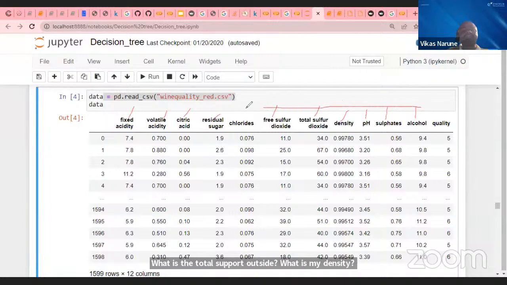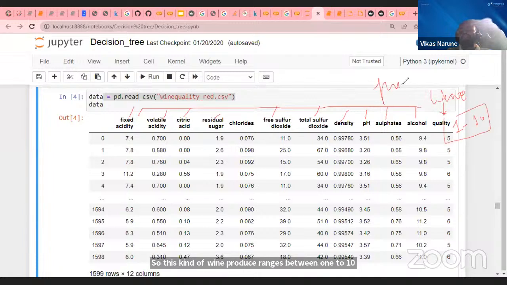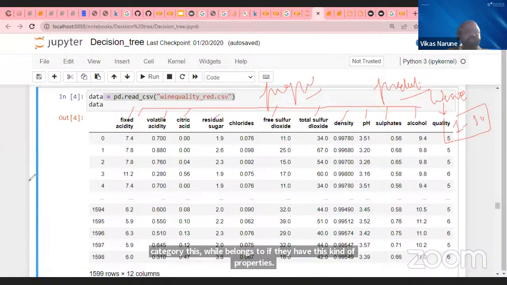And once I provide this kind of information, guys, I can predict what kind of wine quality this one is. This wine quality ranges between 1 to 10 or above. These many wine categories are there. So I have to predict this wine category: which category this wine belongs to if I have these kinds of properties. This is my data set, guys, all about.